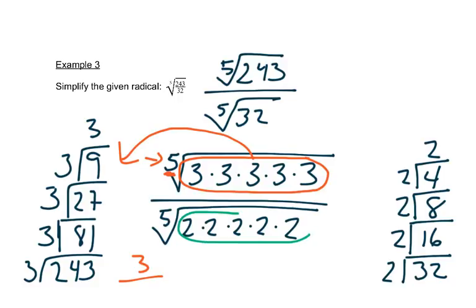This 2 is here 5 times. Again, we're looking for 5s because of this number right here. Because it's there 5 times, it will come out as a single 2. So our answer is just 3 over 2.